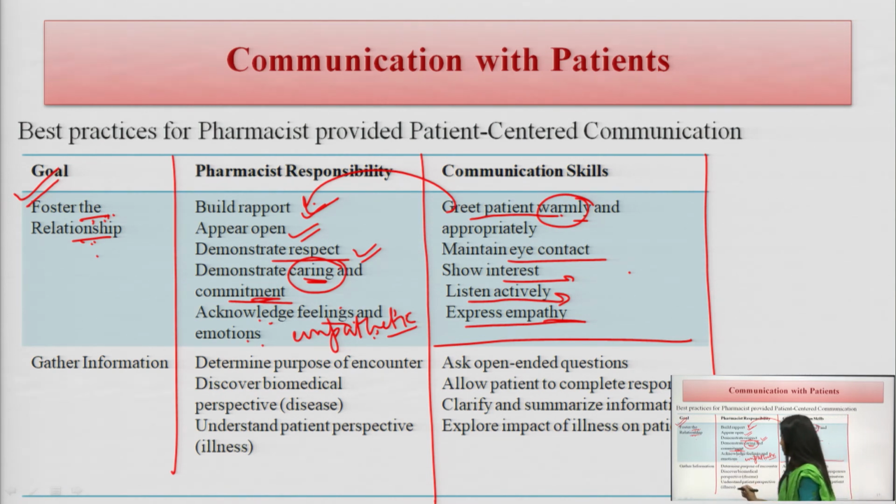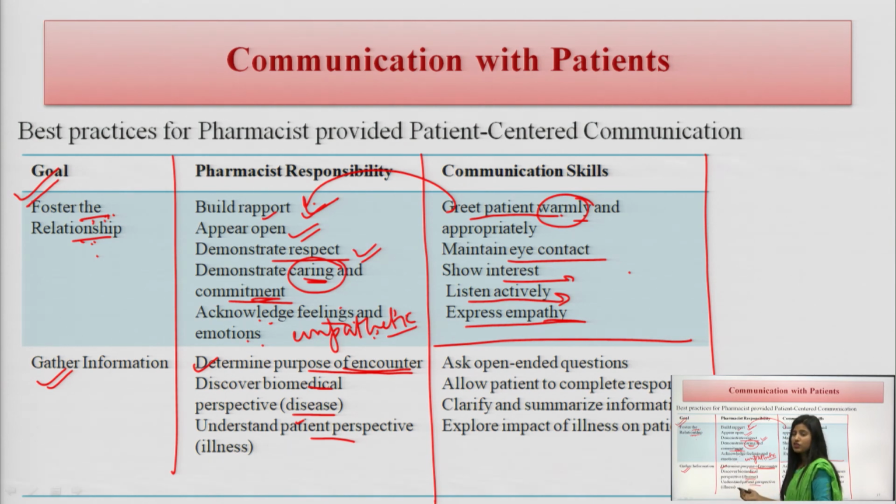Yes. Now, once the pharmacist has developed a rapport with the patient, what happens? There is gathering of information. So the pharmacist will ask questions and tell the purpose of the counseling. Here the pharmacist's responsibility is to determine the purpose of the encounter. Discover biomedical perspectives. What is the disease the patient is suffering from? What are the issues with the patient? What is the patient's perspective on the disease? What is the patient's perspective on the therapy also?